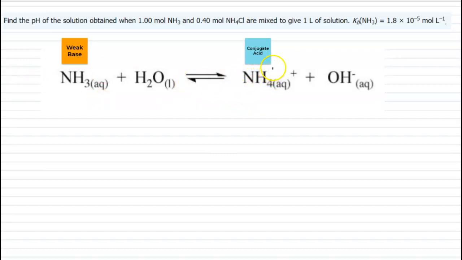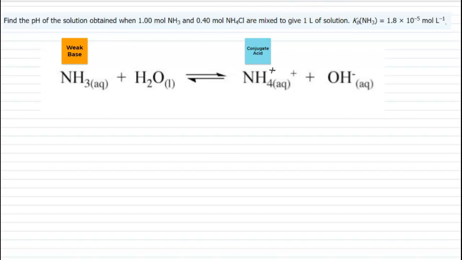And again, this could have been formed a couple of ways, but we're just going to assume that a solution of ammonia and a solution of ammonium chloride were added together to form our buffering solution. So in this problem, we're finding the pH of our solution, and I have 1 mole of ammonia and 0.4 moles of ammonium chloride, and they're mixed to give a liter of solution.